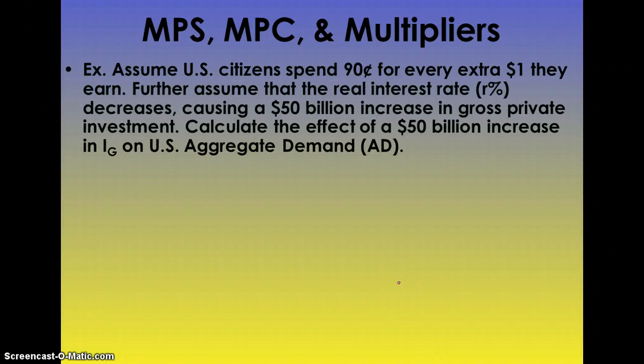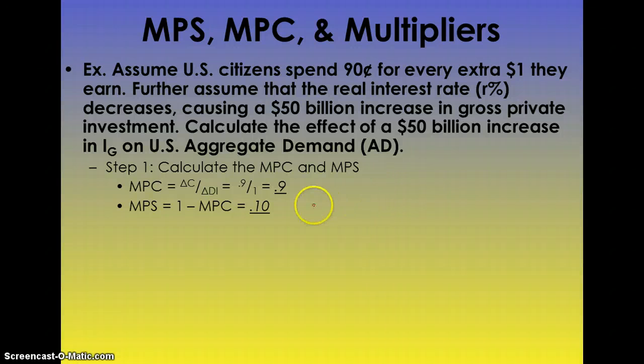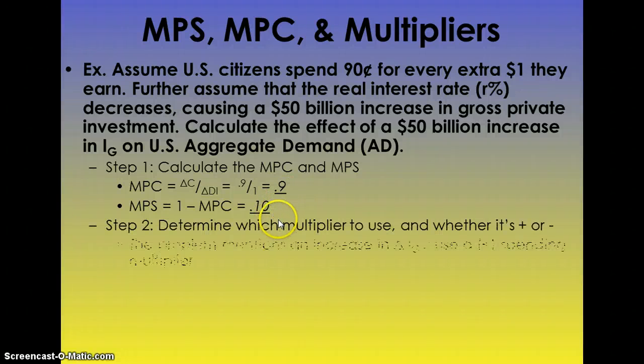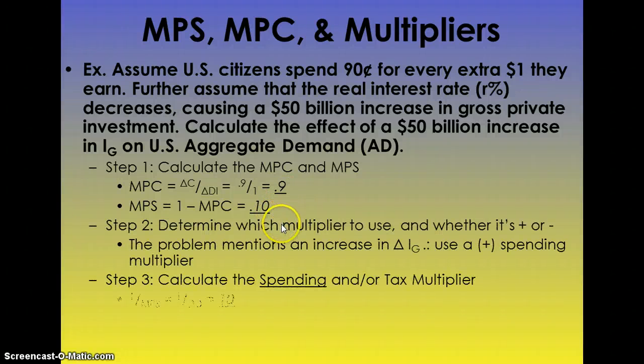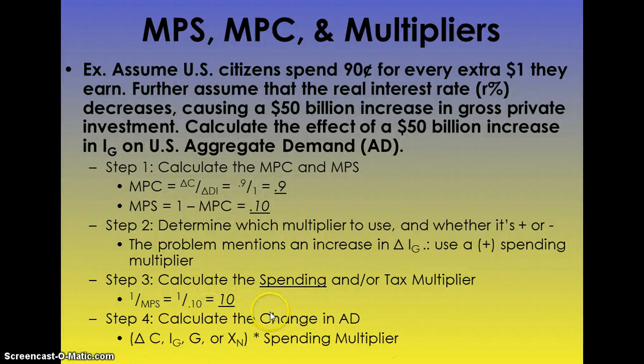So here's another quick example. Assume U.S. citizens spend 90 cents for every extra dollar they earn. Further assume the real interest rate decreases and we see an increase in private investment. What's the effect? So I will first calculate the MPC and MPS, which I know to be 90 cents. So we have 0.9 here, 0.1 here. My multiplier, I will get 1 divided by 0.1. So overall, a $500 billion change.